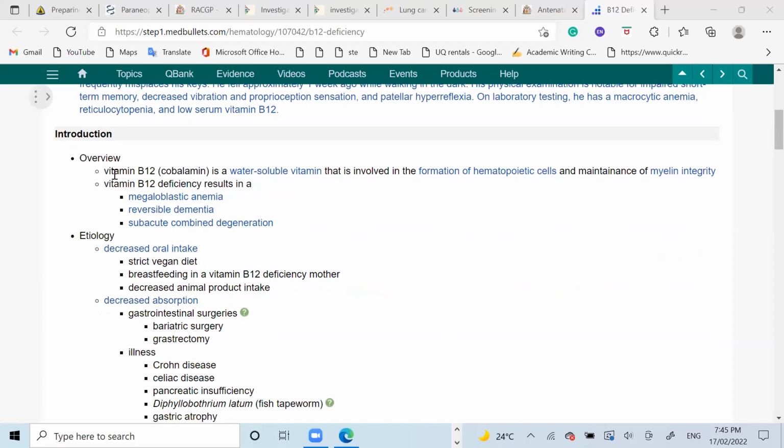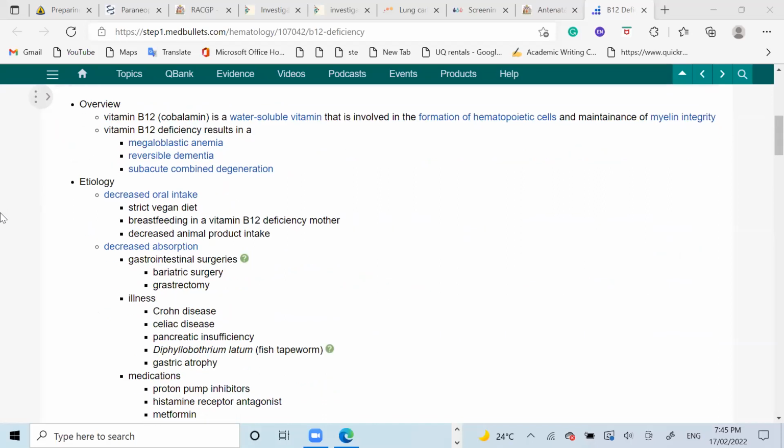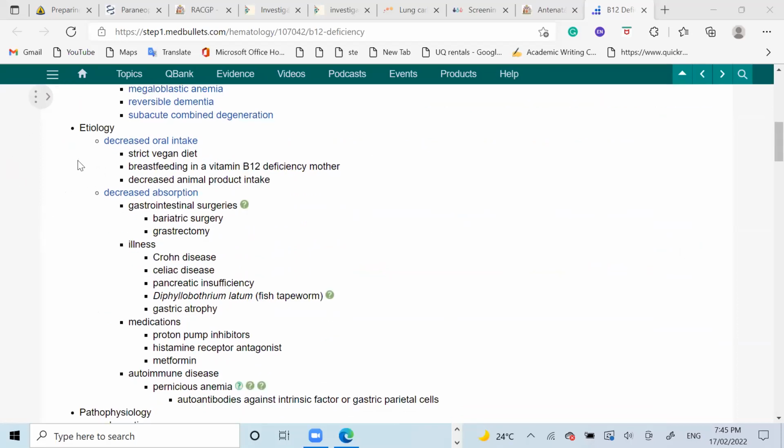So we know that it's water soluble. It helps in the formation of the RBCs, and it can result in megaloblastic anemia. It can have an effect on our frontal cortex, causing reversible dementia. It can have an effect on our peripheral nervous system, causing subacute combined degeneration. All right. So in which persons is it very common?